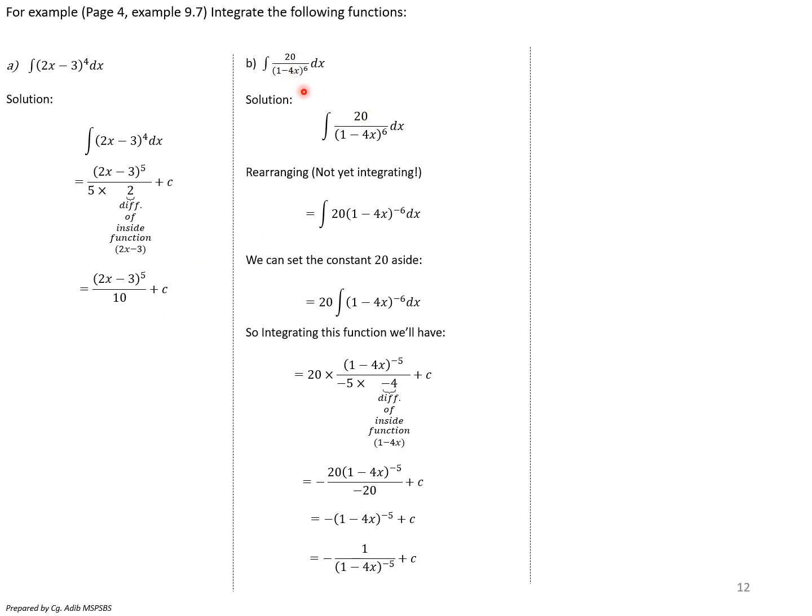For the next example, we have this. You have to rearrange this, it will become this. The constant 20, you can set it aside if you want. So how do you integrate this part? You just plus 1 to the power, becomes minus 5, and then you divide it, then you multiply it by the differentiation of the inside function, which is minus 4. Simplify again. As you do a lot of examples, you can get better and faster.